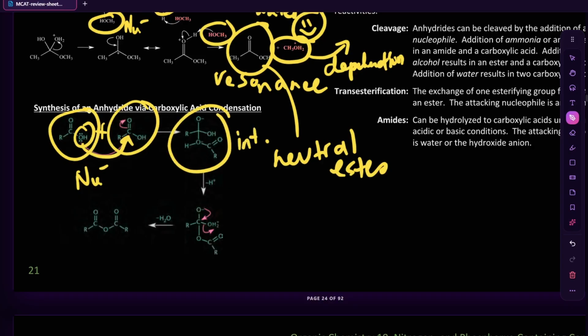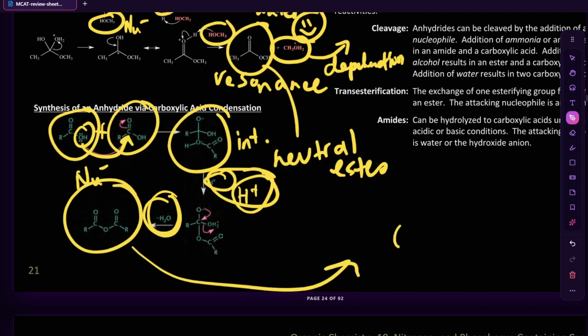Here's your intermediate. And so the loss of a proton, sorry, I keep saying protein. It's a loss of a proton, not a protein. Then you have a loss of water. So proton is lost here, as it says, and you also lose water along the way. And so that reforms the carbonyl and produces your anhydride.